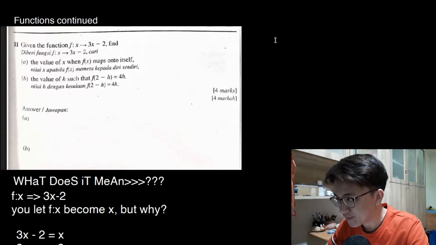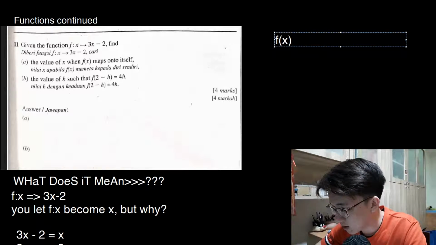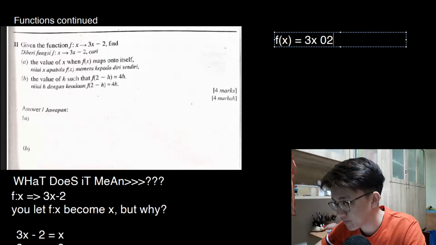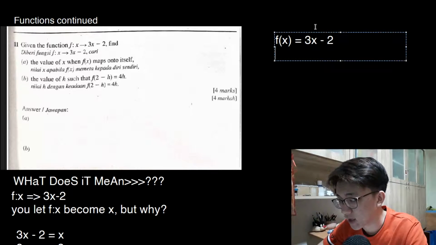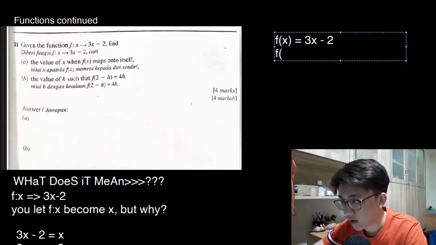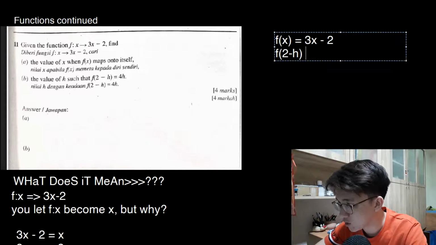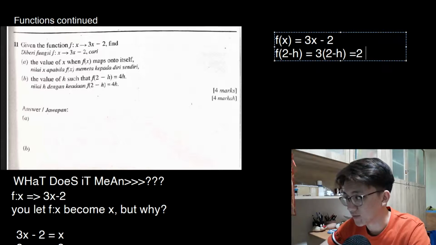So it's quite simple. You have f(x) equals 3x minus 2. Now what you do is very simple. All you have to do is change the x to 2 minus h, which will give you 3 times (2 minus h), minus 2.